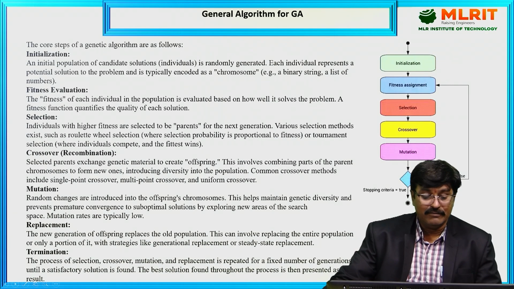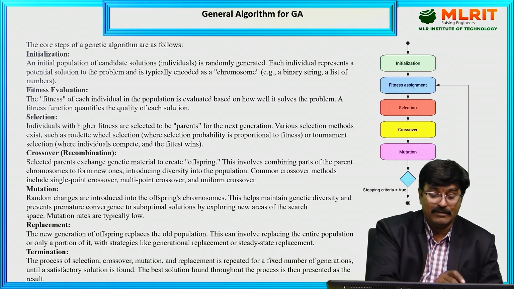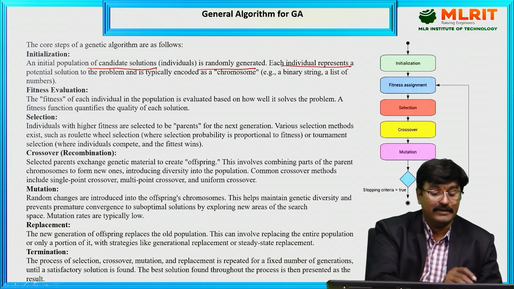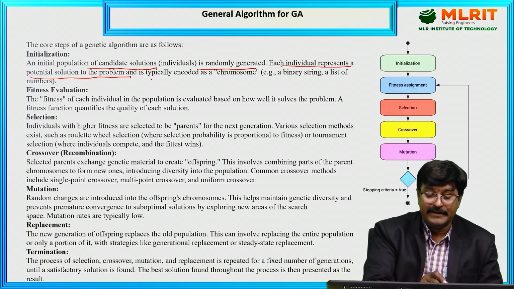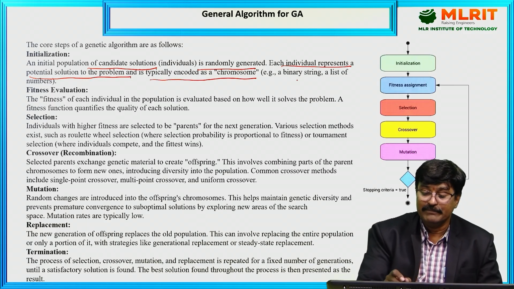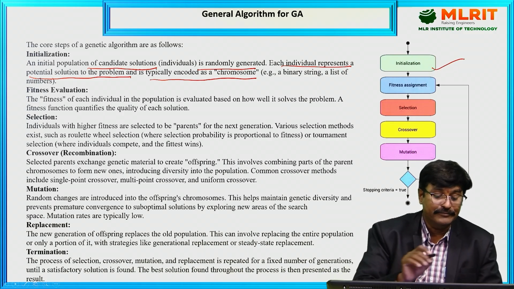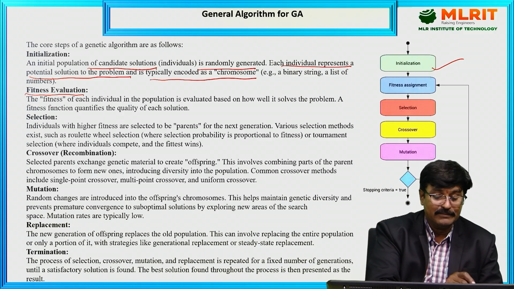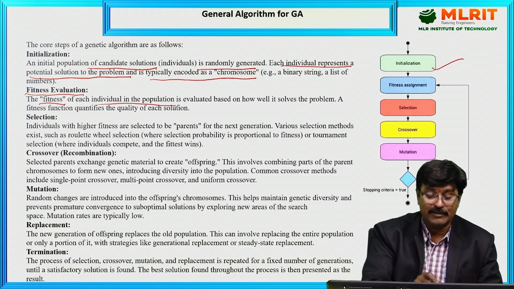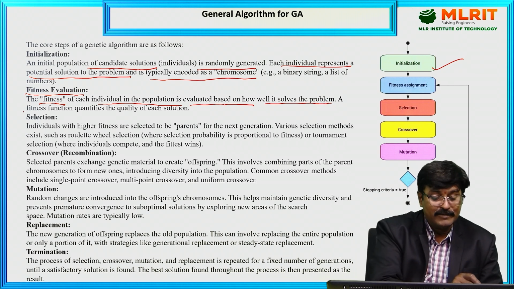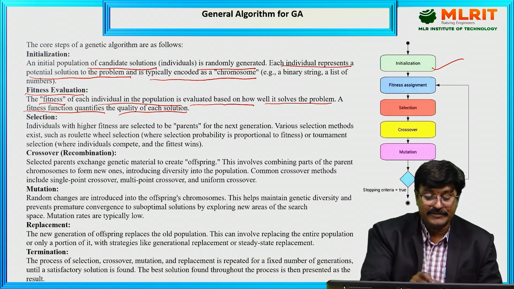So these are the general algorithm workflows. First, initialization: an initial population of candidate solutions, where individuals are randomly generated. Each individual represents a potential solution to the problem and is typically encoded as a chromosome, a binary string. That is the initialization. You have started the initialization of the individuals. Then fitness evaluation, which is the fitness function. Each individual in the population is evaluated based on how well it solves the problem. A fitness function quantifies the quality of each solution.